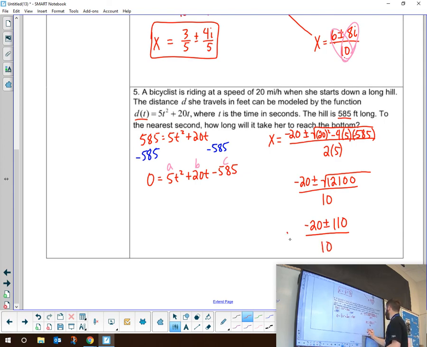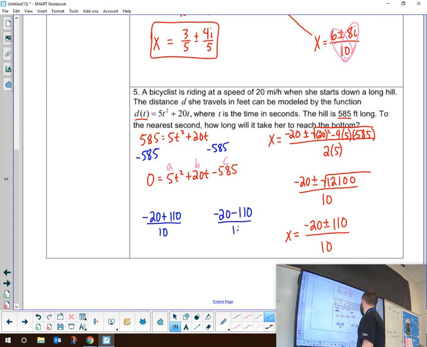Okay, so here is pretty much my answer. x equals negative 20 plus or minus 110 over 10. But now, remember, if I get an actual number for my square root without an i or anything, we're going to split into two things. We're going to go negative 20 plus 110 over 10 and negative 20 minus 110 over 10. So let's write that out.